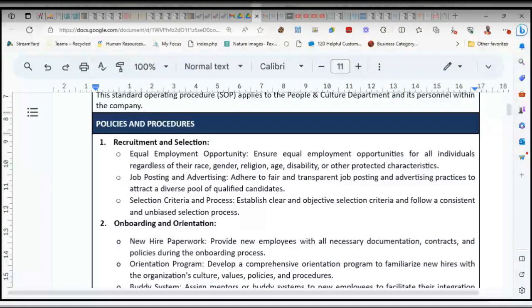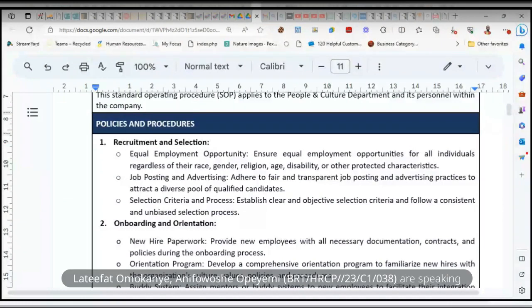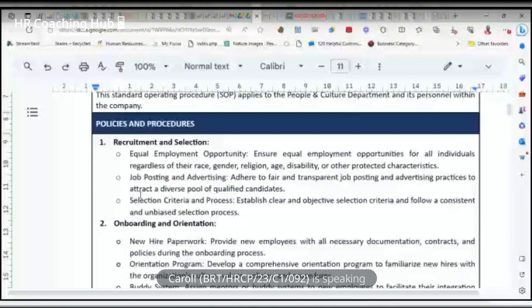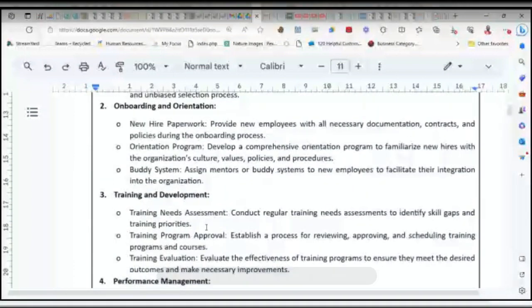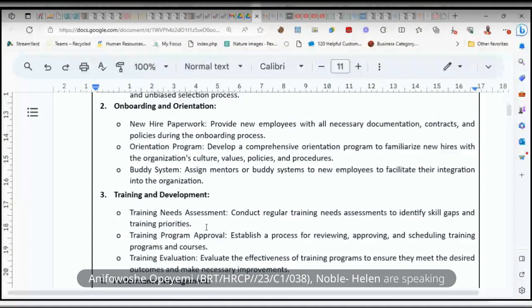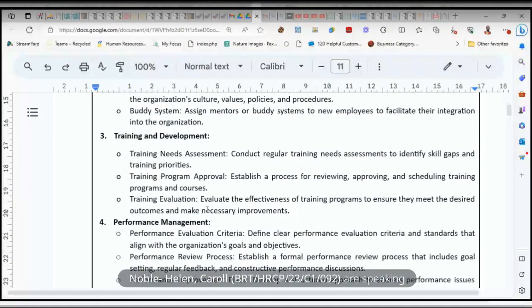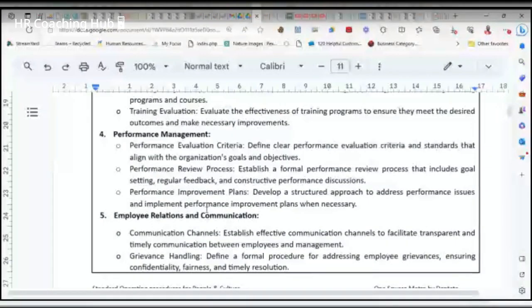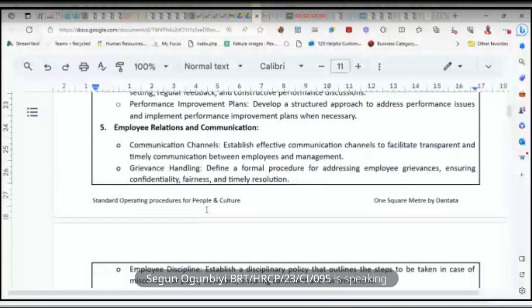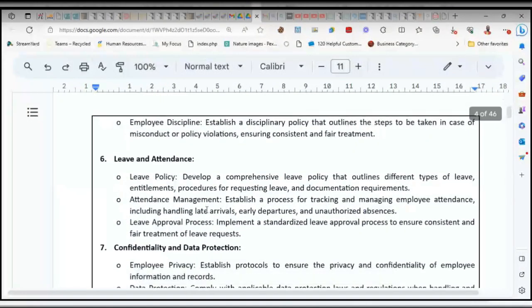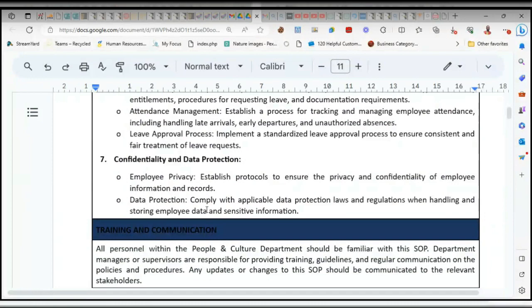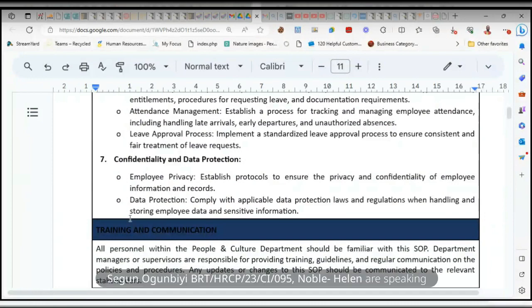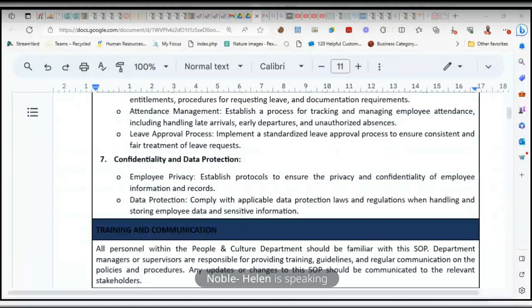I need feedback from you. What can you see as number one on the screen? Recruitment and selection. Okay. Then the second one is what? Onboarding and orientation, right? Yes. The third one is training and development. We have performance management, employee relations and communication, leave and attendance. Number 7, the last one here, is what? Confidentiality and data protection.